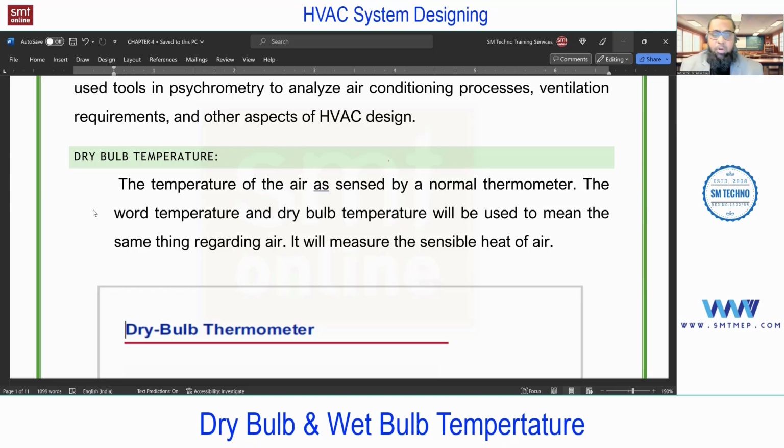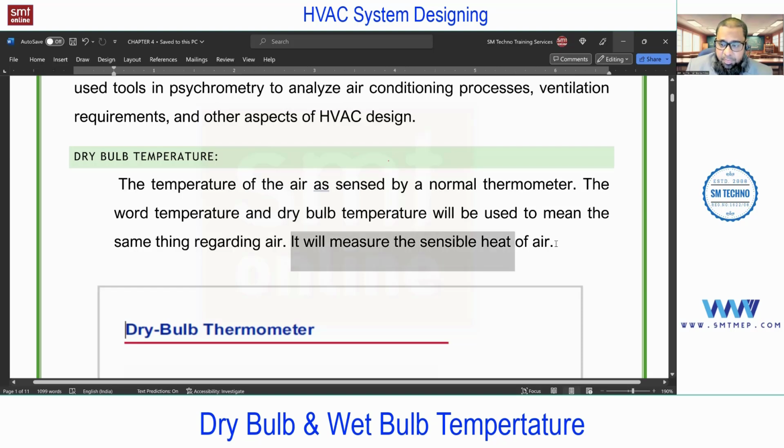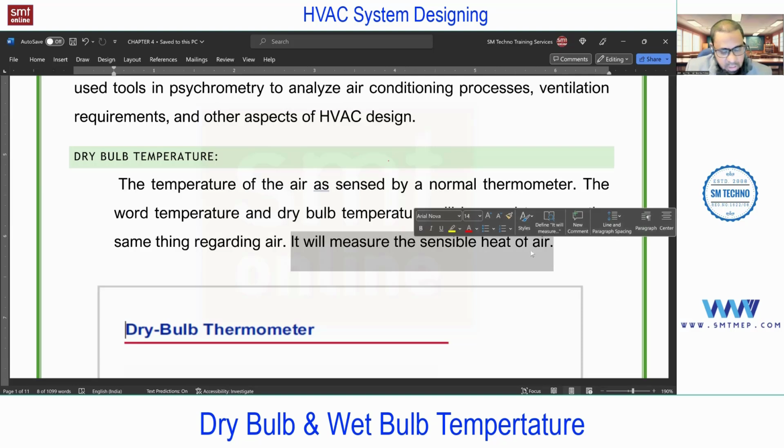But remember, the important point is here, from the calculation point of view, we'll use it at the time of calculation to measure the sensible heat of air. At the time when we deal with calculations like heat gain through wall, glass, partition, etc. For this sensible heat, I believe you already know what is sensible heat. We discussed it in chapter 3. So to measure the sensible heat, we require this dry bulb temperature.